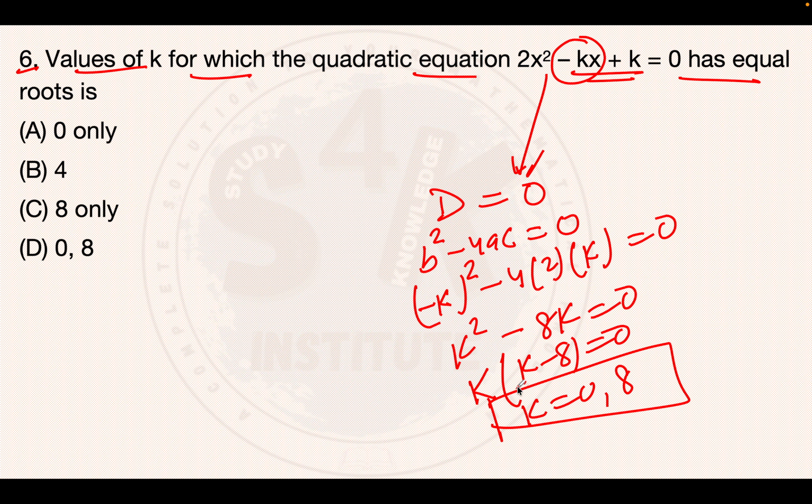Okay, so in both the cases you will have equal roots. If you substitute k equal to 0, it will become 2x square is equal to 0. In that case you will get 0, 0 as the root, and if you put k equal to 8, then you will have x minus 2 whole square. So in that case you will be getting 2 and 2. So both values of k are acceptable, so check and go ahead.